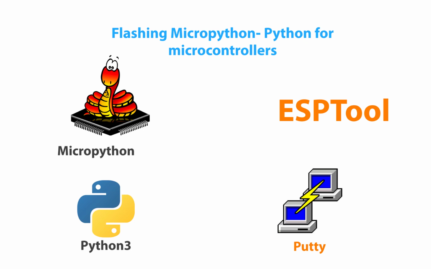What are the tools we require? We need the MicroPython file, that is actually a binary file, and also we need a tool called ESP Tool. We have to install this ESP Tool. We need Python 3 because MicroPython is built on Python 3, and also we need Putty. Putty is actually for serial communication, so we'll be using this Putty tool. We'll be installing them now.